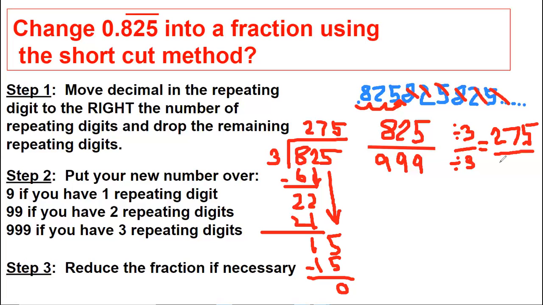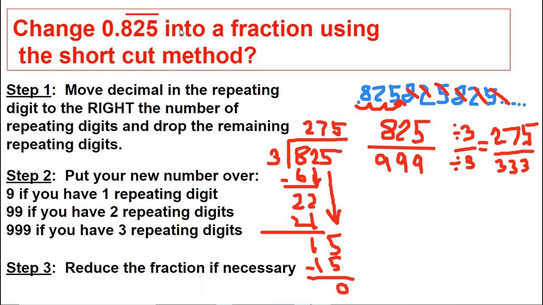999 divided by 3, you could use long division, but I think it's a pretty easy one to see that the 3 will go into 9, 9, and 9, 3, 3, and 3 times, right? So now let's see, can we divide by another 3? Well, let's add up the digits. 2 plus 7 is 9. 9 plus 5 is 14. 14 does not evenly divide by 3, so that's as far as we can go. So 275 over 333 is the reduced fraction from 825 over 999.